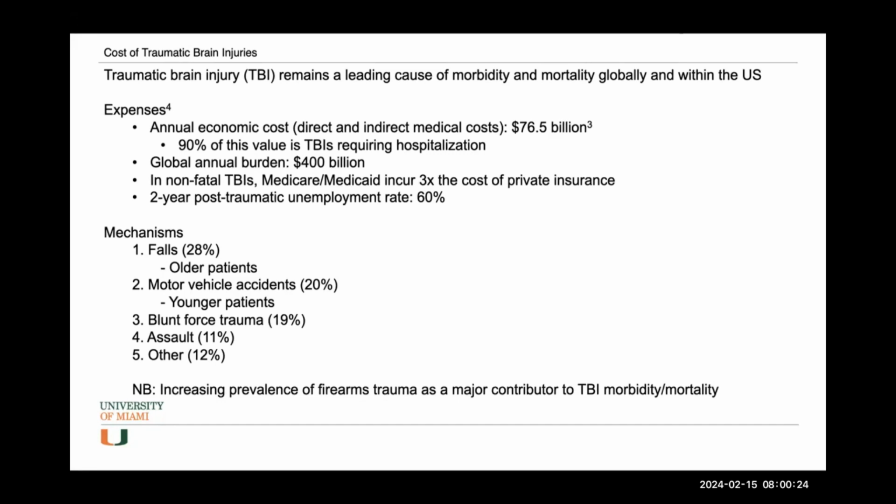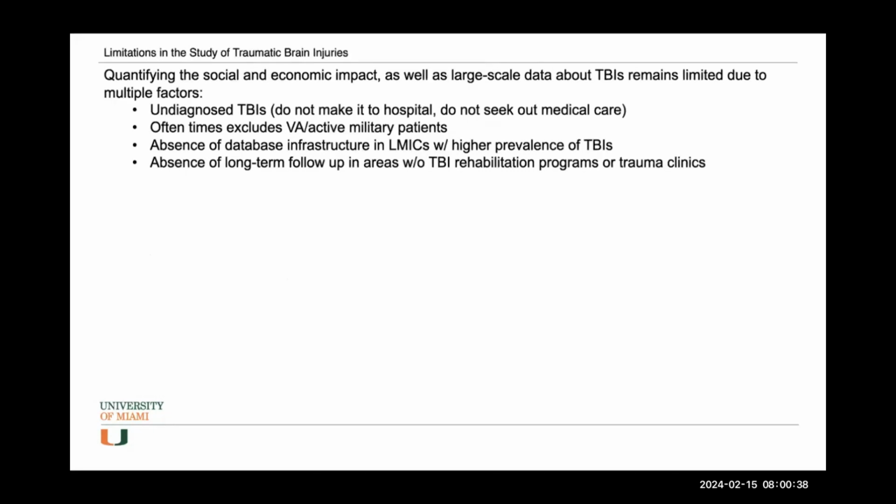As I said, falls tend to be the more common mechanism for a TBI to occur, but other things to consider are motor vehicle accidents, blunt force trauma, and, with an increasing prevalence of firearms violence, that is now a major contributor to TBI, especially in pediatric populations.